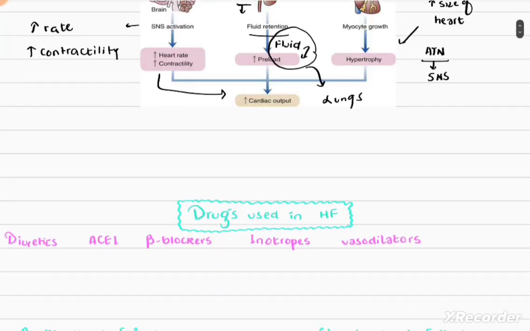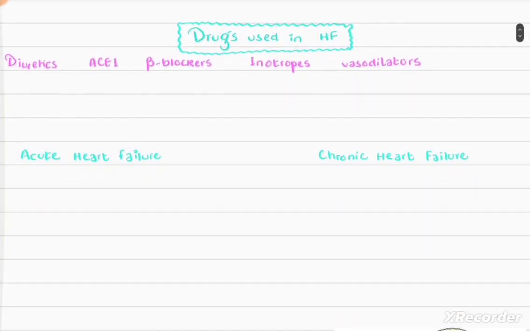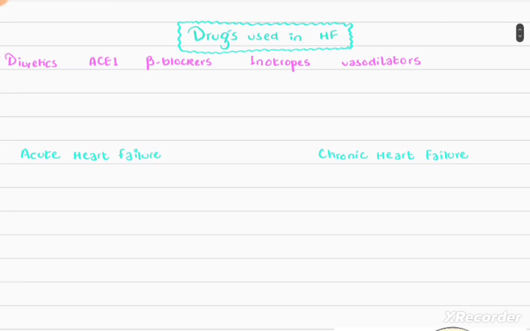So now we'll move on to the basic topic, which is the drugs that are used in heart failure. There are five major classes of drugs that are used in the context of heart failure, which include diuretics, ACE inhibitors, beta blockers, inotropes, and vasodilators. We will discuss all these drugs separately.